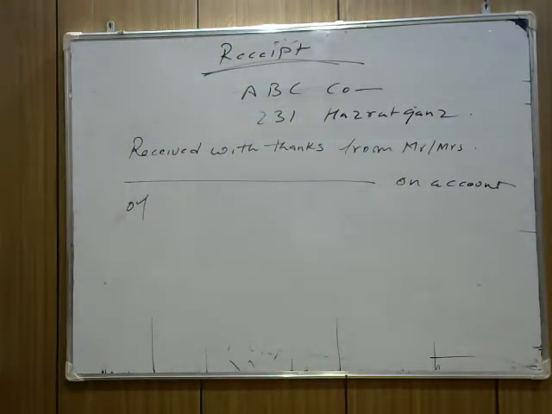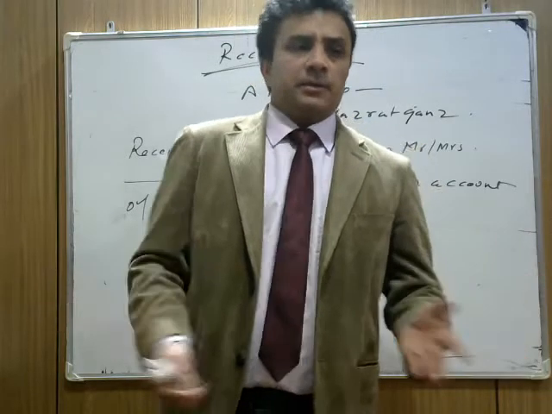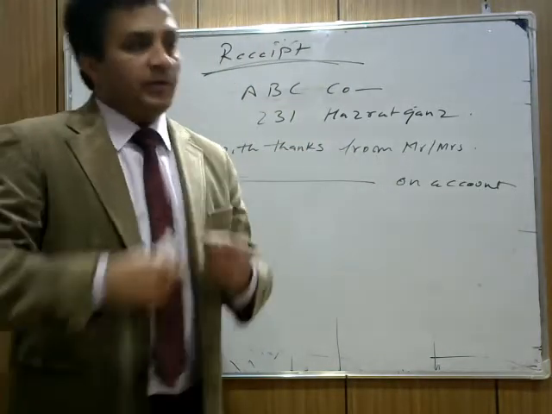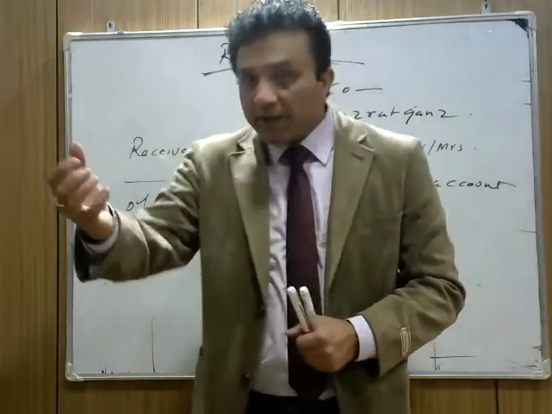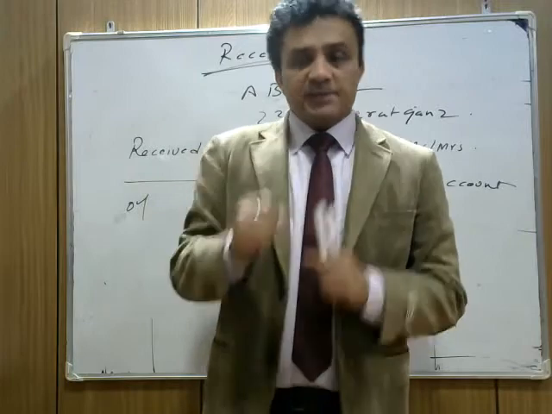So this is prepared for ABC Company Limited, and it mentions "Received with thanks from Mr. and Mrs. dash on account of the money received." On account means when you receive money on account of cash sold or business goods sold or anything related to business transactions. Or in simple language, we have to pay money into your account, and you have to give a receipt to us. It is simple, that's what I'm saying.